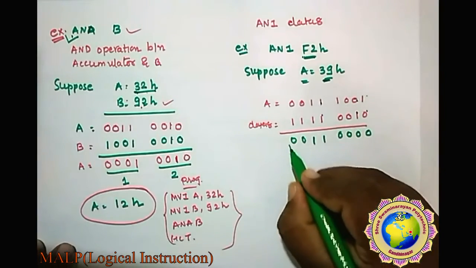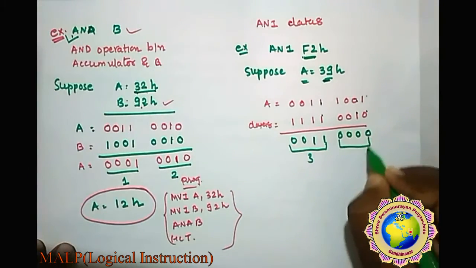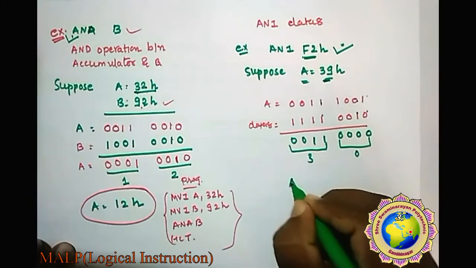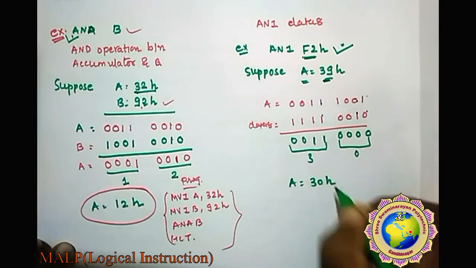So what will be the answer? It's a 3, it's a 0. So after performing this instruction, the value of A is 30H.